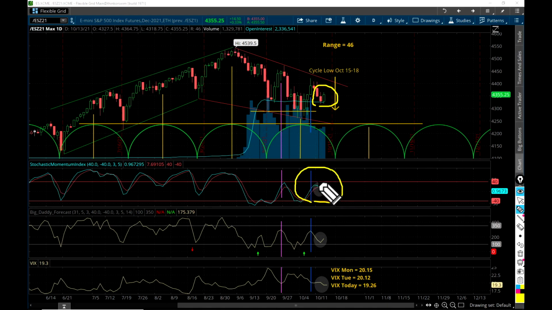Stochastic Momentum Index says we're going down. Big Daddy says price action's going up. The VIX has definitely tapered off quite a bit. The volatility is down and continues to go down. So I would say we're setting up for a pretty good bounce, right? Everything is talking about a bounce here at some point. I just don't know if we're in this cycle yet. I don't know if today is an early start to that cycle or not. So we got some mixed signals going on between these three indicators.